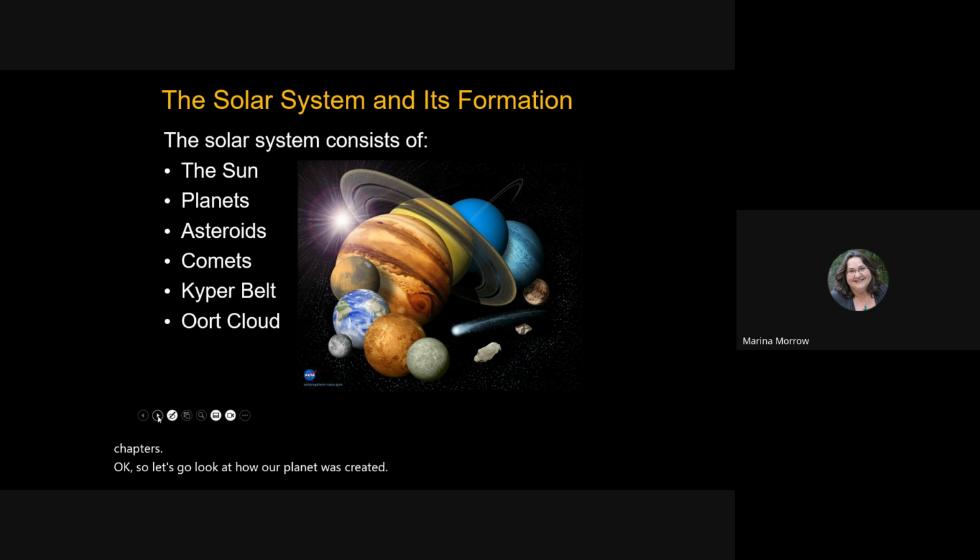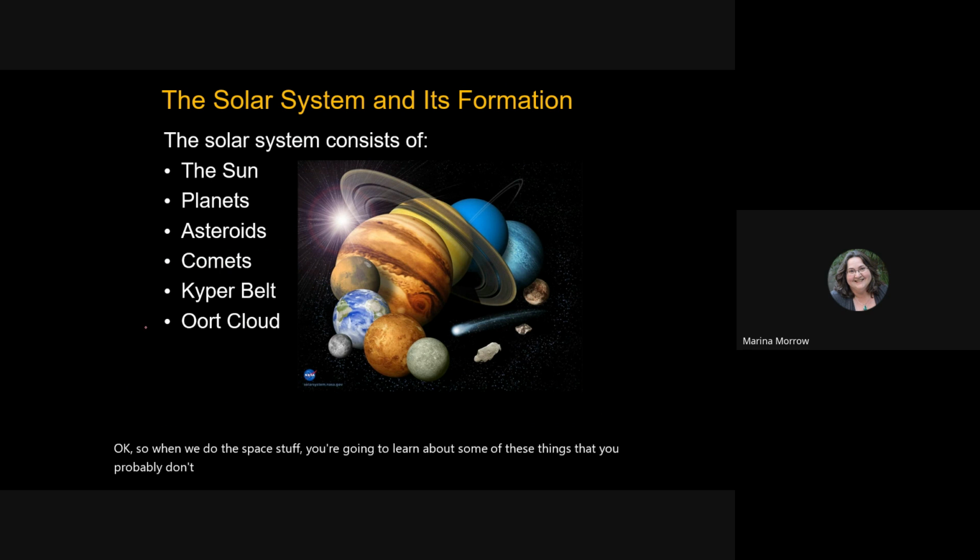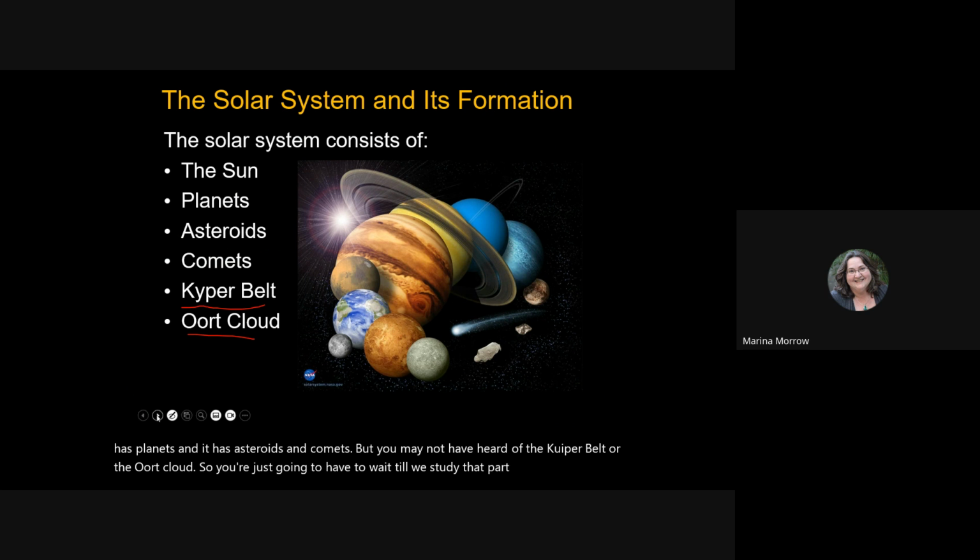Okay, so when we do the space stuff, you're going to learn about some of these things that you probably don't know much about. You probably know our solar system has the sun, and it has planets, and it has asteroids and comets. But you may not have heard of the Kuiper Belt or the Oort cloud. So you're just going to have to wait till we study that part of our planet. So I may talk about the Kuiper Belt today.